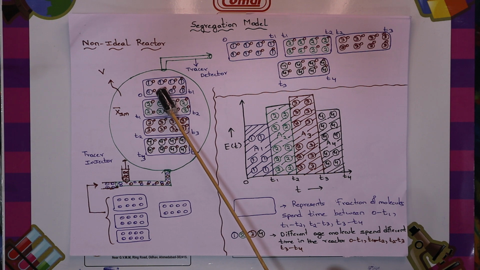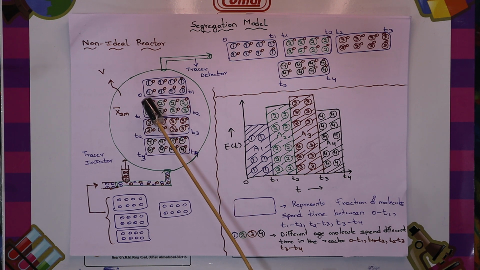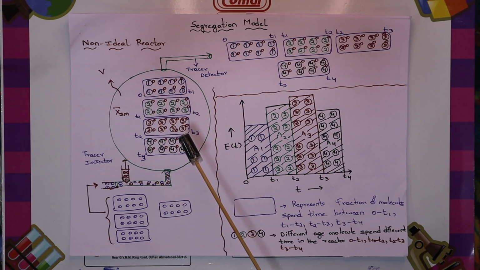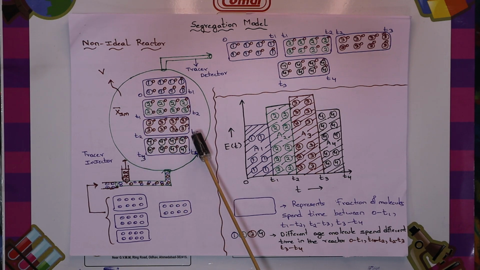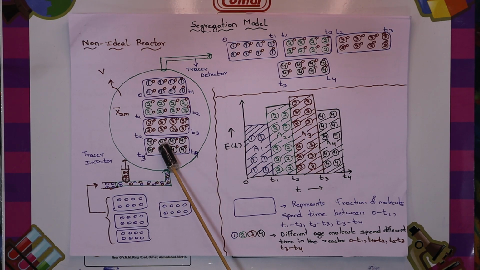One indicates the molecules which spend time between 0 and T1, which is designated as 1. The molecules which spend time between T1 to T2 are designated as 2. T2 to T3 is designated as 3. T3 to T4 is designated as 4. The higher the number, the more time the molecule has spent in the reactor.